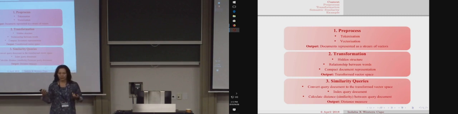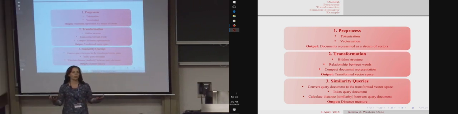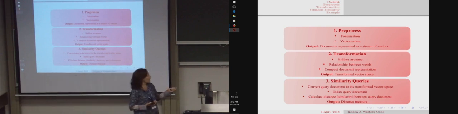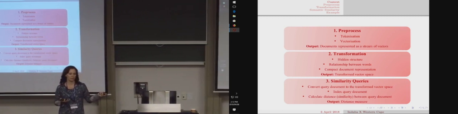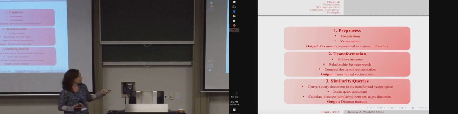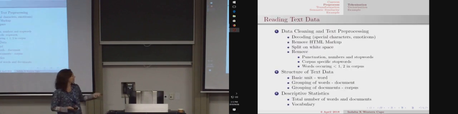So this is where we get a new document, an unseen document, which we want to query. That can be like when you enter a search term in Google. So you convert that query document to the transformed vector space, and then you index the query document, and you calculate the distance between the query document and your reference corpus. So the output there is a distance measure. So I'm going to take you through this process.